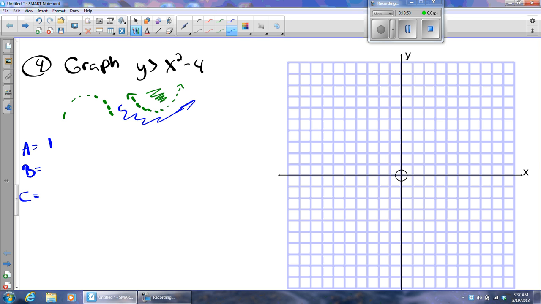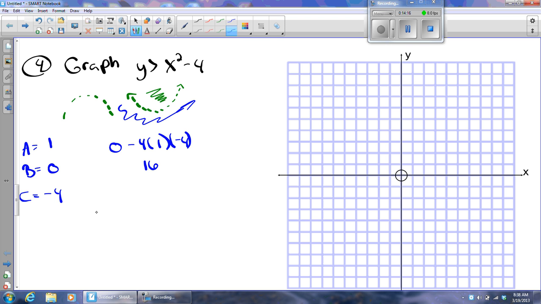A is 1, B is 0, C is negative 4. I'm going to find out how many solutions I have. By the way, some of you are thinking, hey, that'd be an easy one to graph or factor. Yeah, it would. But I'm going to go ahead and do the quadratic formula since I haven't done much with it. So b squared minus 4ac is going to be 0 minus 4 times 1 times negative 4, which is 16. So there's going to be 2 solutions.